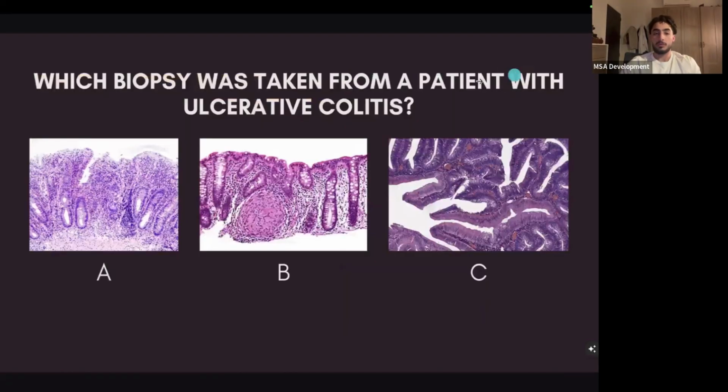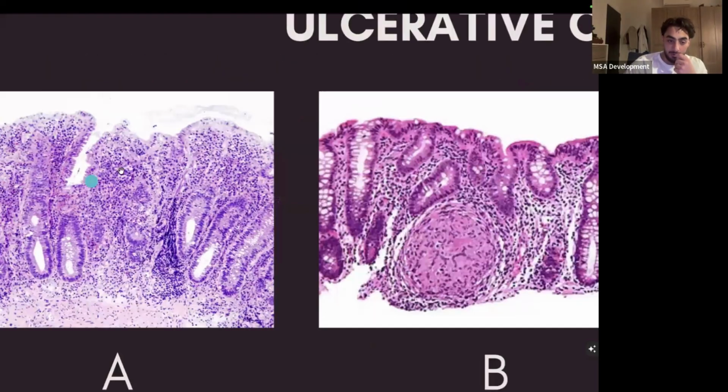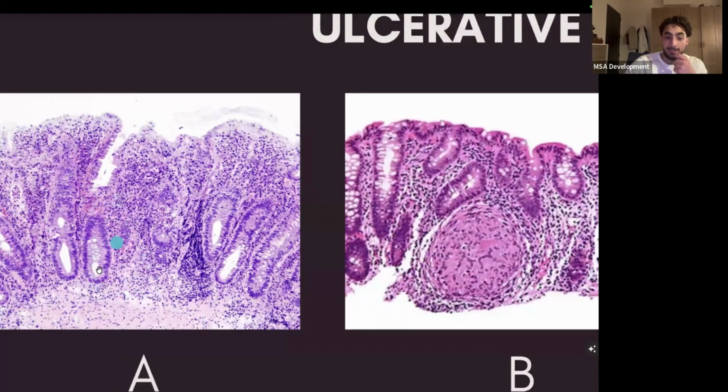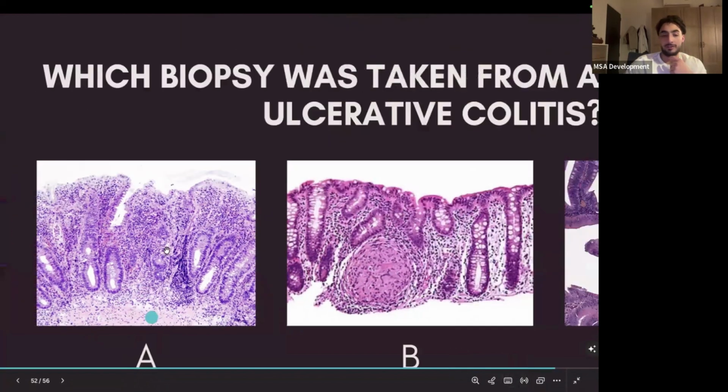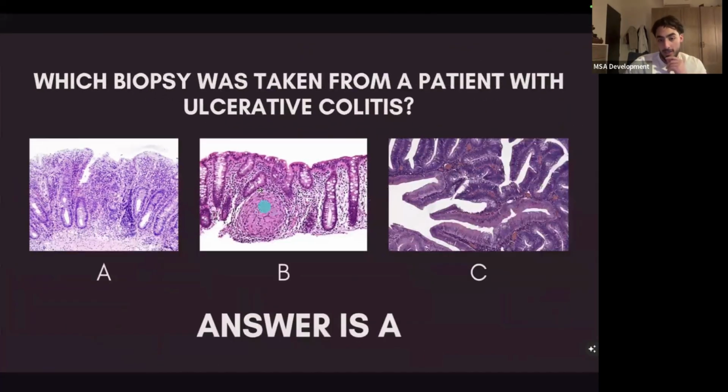Now, which biopsy was taken from a patient with ulcerative colitis? Take a minute to look at them clearly. Well, the answer is A. That's because we could see here the mucosal inflammation. We could see the crypt abscesses, and importantly, we do not see any granulomas. It's very, very important. These crypt abscesses are one of the main features of ulcerative colitis.